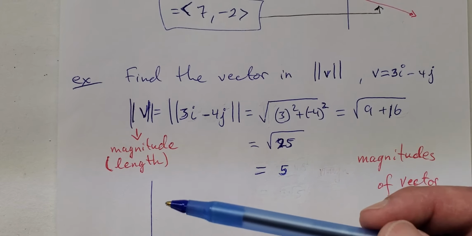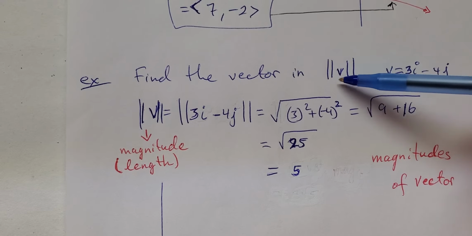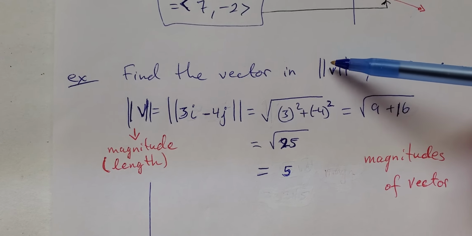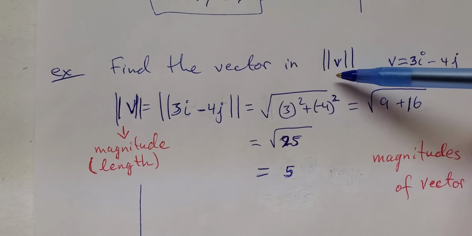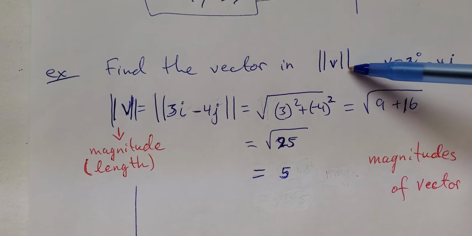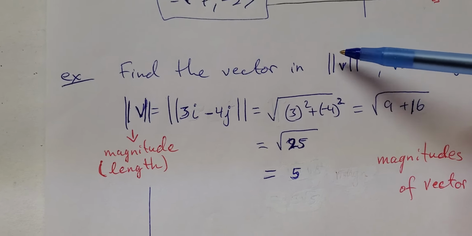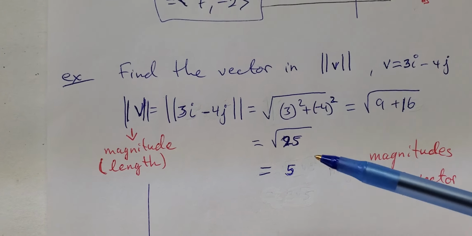And how do I represent the magnitude of a vector? Using double absolute value. Make sure you write these absolute value bars a little bit longer. Don't write them so small that it looks like 11v11. So make sure the absolute value bars are longer.